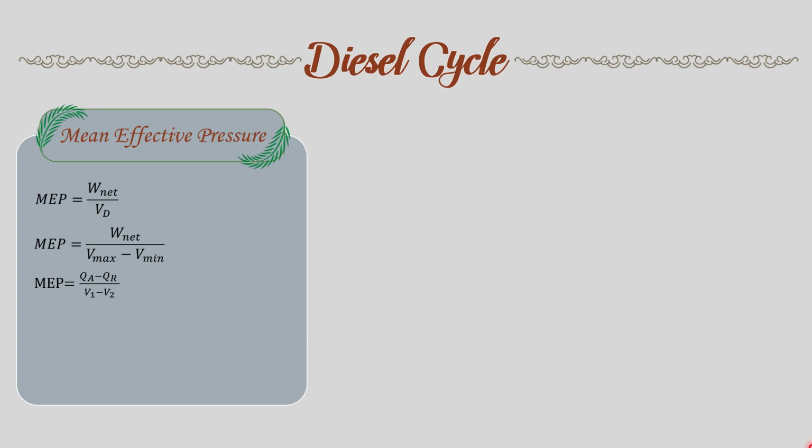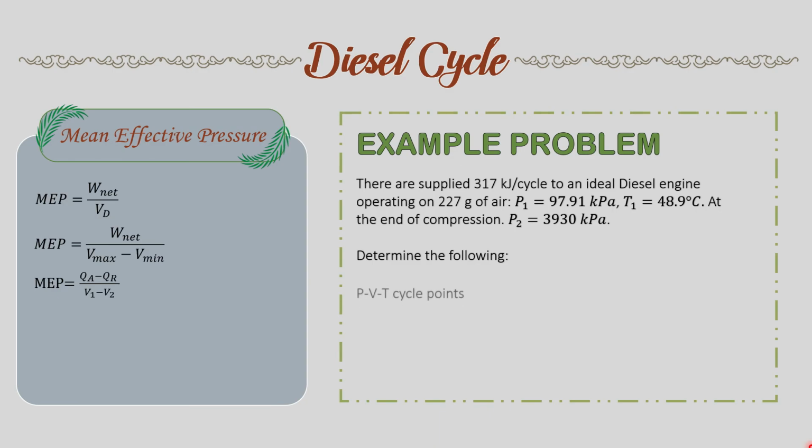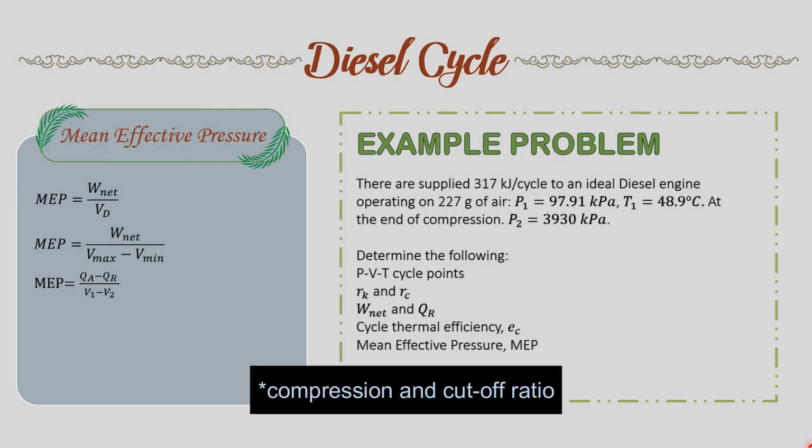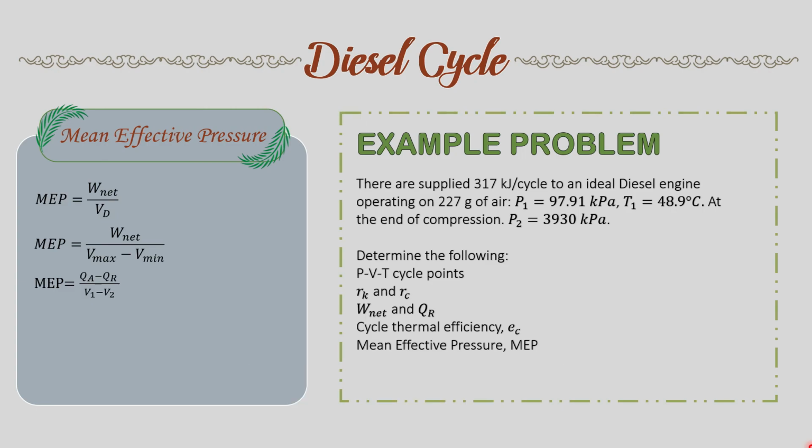Now, it's time for us to input the formulas I have discussed earlier into an example problem. There are supplied 317 kJ per cycle to an ideal diesel engine, operating on 227 grams of air. Pressure 1 at 97.91 kPa, temperature 1 at 48.9 degrees Celsius. At the end of compression, P2 is equals to 3,930 kPa. Determine the following: the PVT cycle points, the expansion and compression ratio, the work net and heat rejected, the cycle thermal efficiency, and the mean effective pressure.